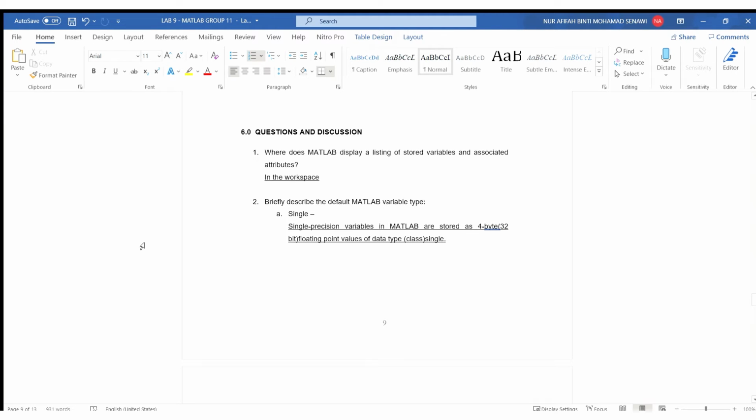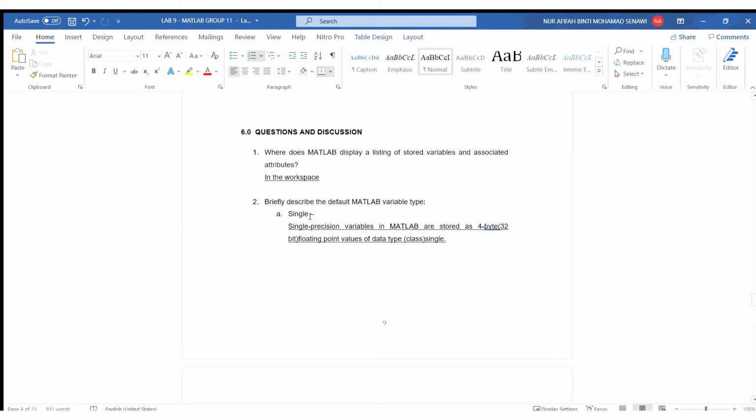Okay, for question and discussion. Question number 1 is, where does Matlab display a listing of stored variables and associated attributes? The answer is in the workspace. Question number 2 is, briefly describe the default Matlab variable type.